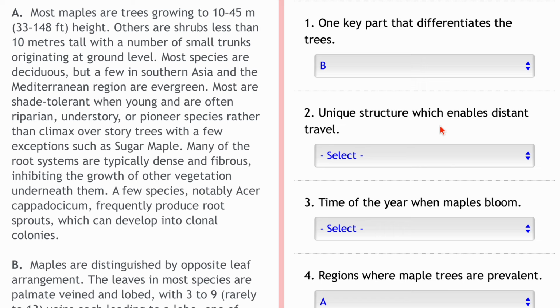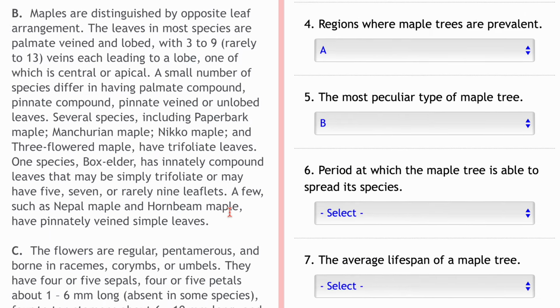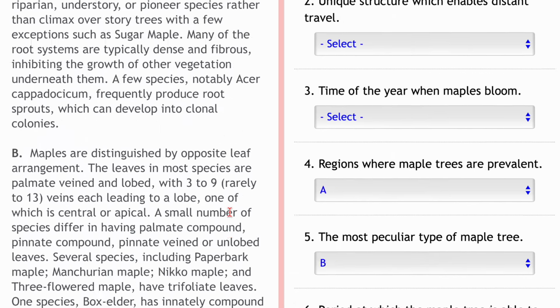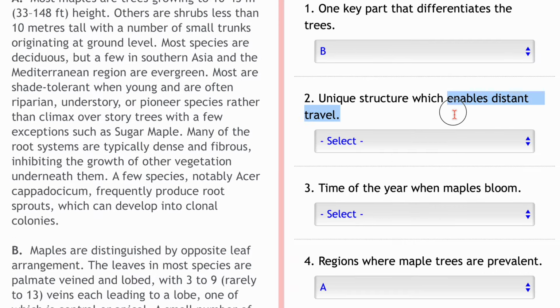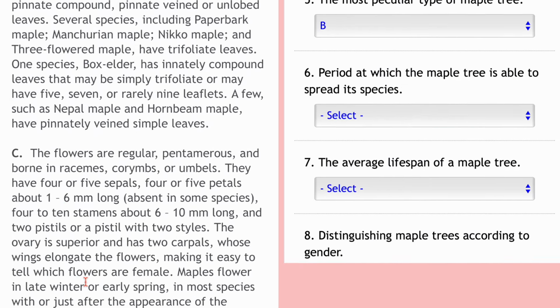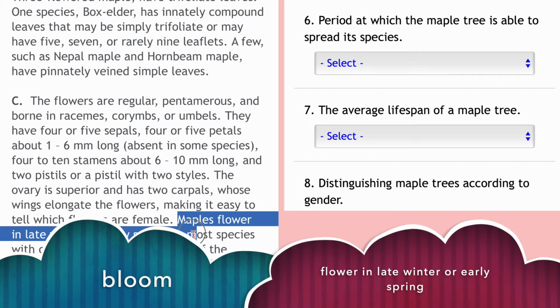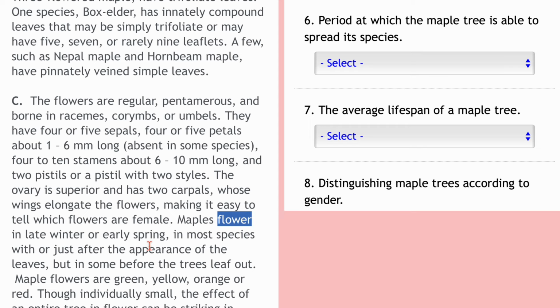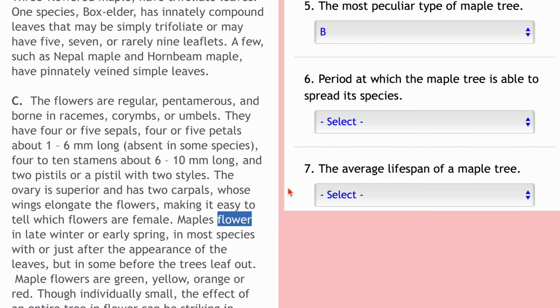Unique structure which enables distant travel. Is that one in C? No, I didn't see there about enables distant travel. Time of year when maples bloom. Is that one in C? Yes, right? We did read that one here again. It says maples flower or bloom in late winter, early spring. Okay.